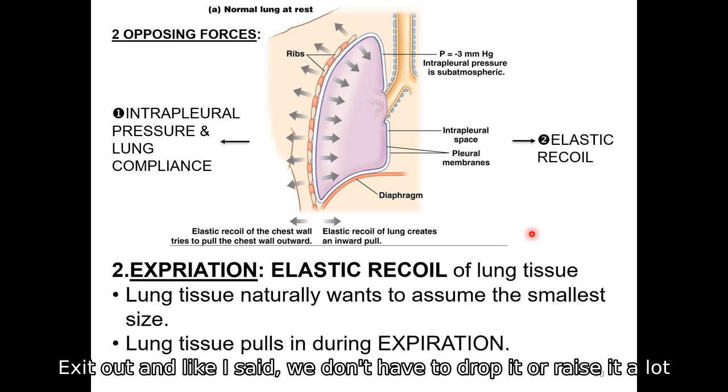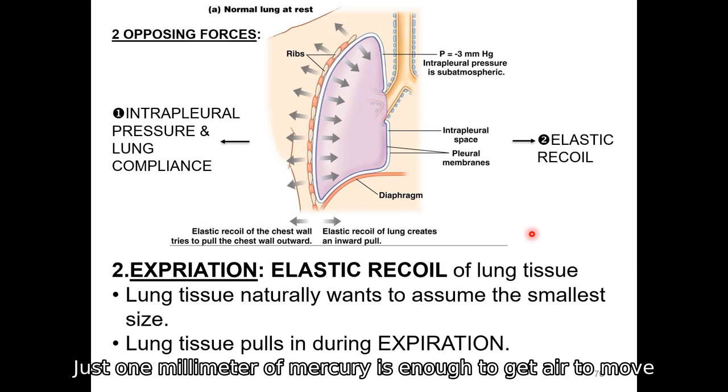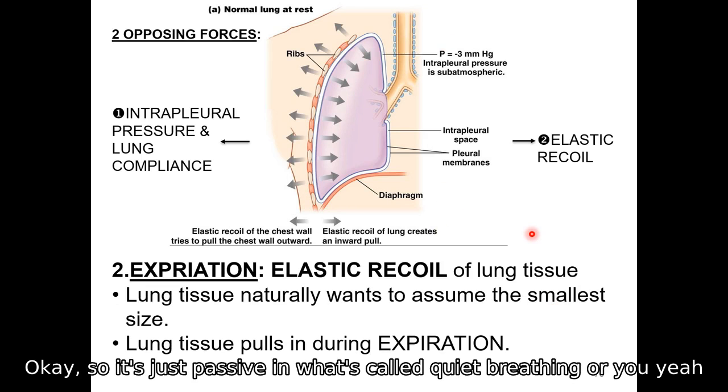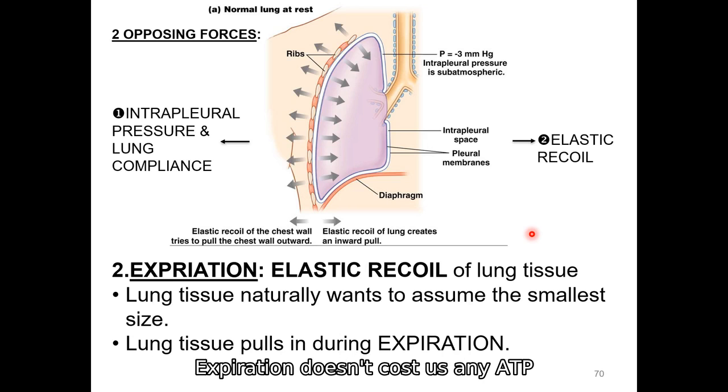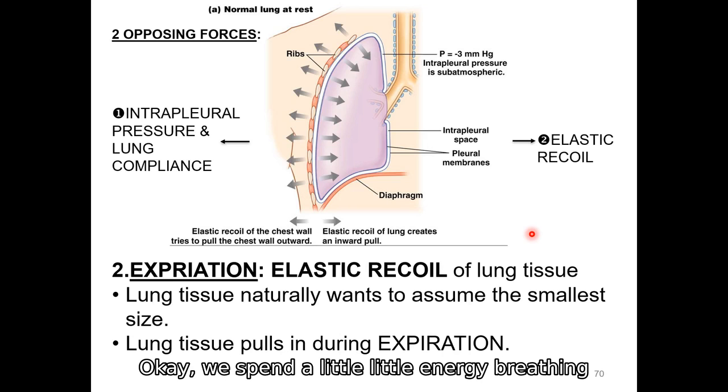And like I said, we don't have to drop it or raise it a lot. Just 1 millimeter of mercury is enough to get air to move. Okay, so it's just passive in what's called quiet breathing or eupnea. Expiration doesn't cost us any ATP. Okay, we spend a little energy breathing.